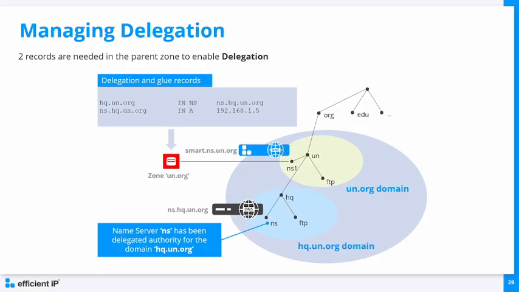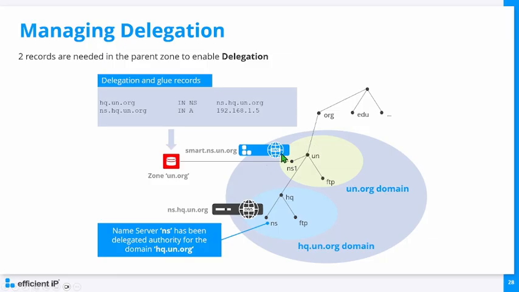Are you clear with that? To make it easy for your understanding, I use NS1, NS2. But in the example, the parent's domain authoritative server is NS1. The child domain authoritative server is NSHQ. It's just another name server.